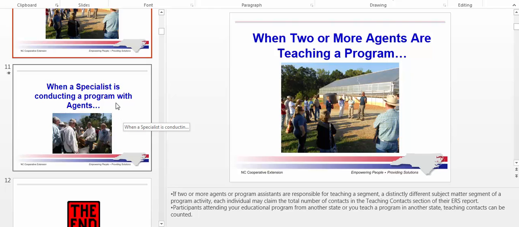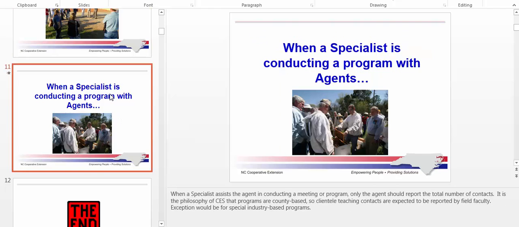Now, when a specialist is conducting a program with agents, the agents are responsible for scheduling, advertising, and facilitating a meeting or program activity in their county, and a specialist assists the agent in conducting the meeting or activity. Only the agent should report the total number of contacts, except for special industry-based programs. It's the philosophy of the Cooperative Extension that programs are county-based, so clientele teaching contacts are expected to be reported by field faculty.